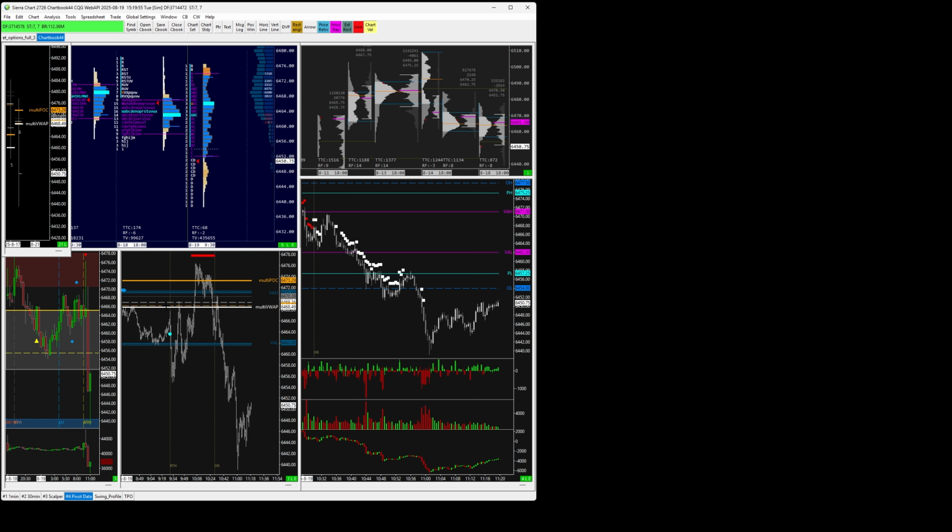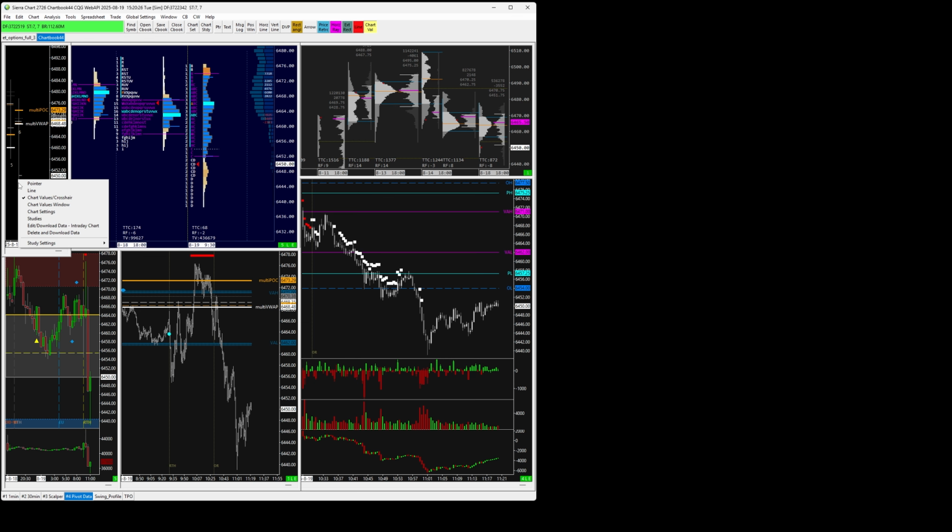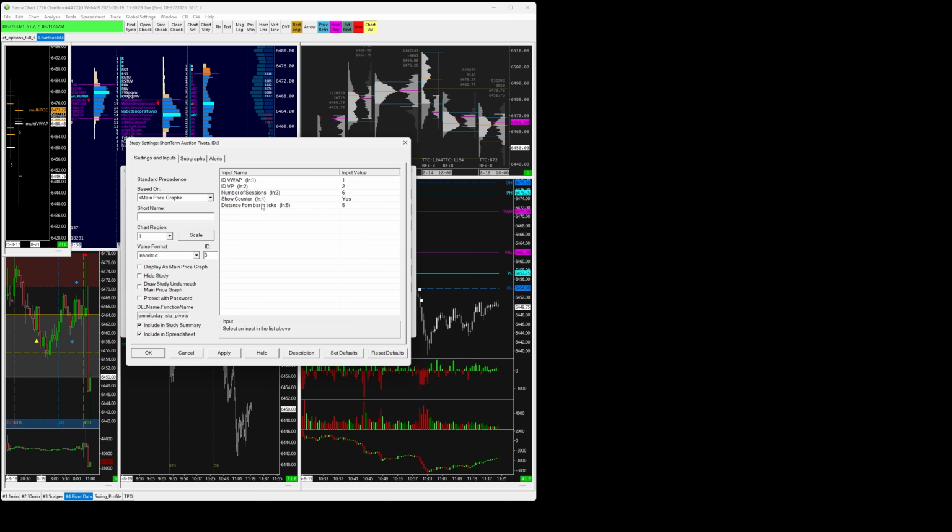The idea here is very simple. You have these numbers here, and let's start with this one, because it's the easiest to understand, and maybe the only one which you have to do something about. Whatever number you have here for the current day, so 6 or 5 yesterday, if you have 6 here, all you have to do is go to the studies, go to short-term studies, and in number of sessions you input this number 6.